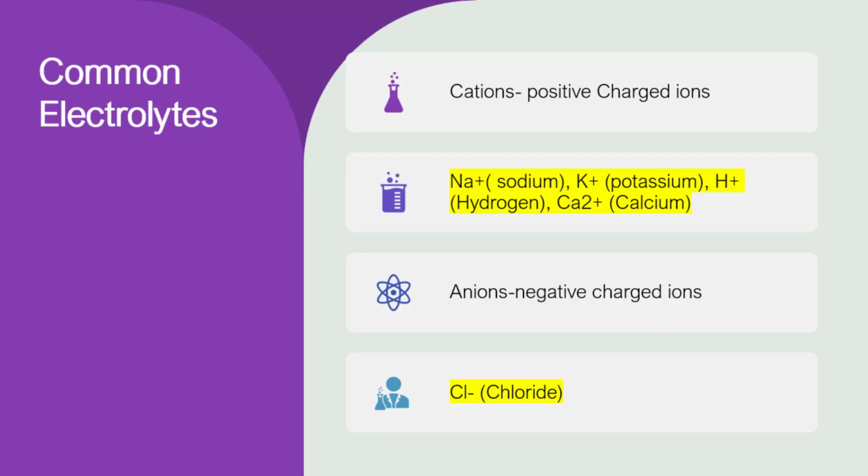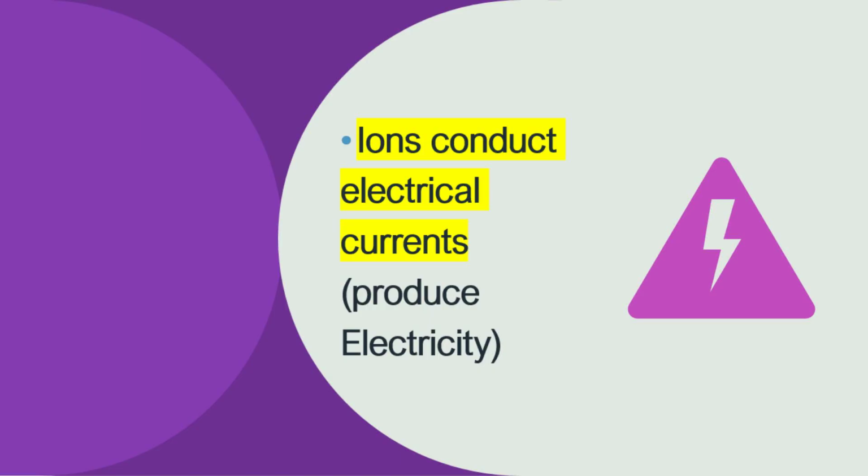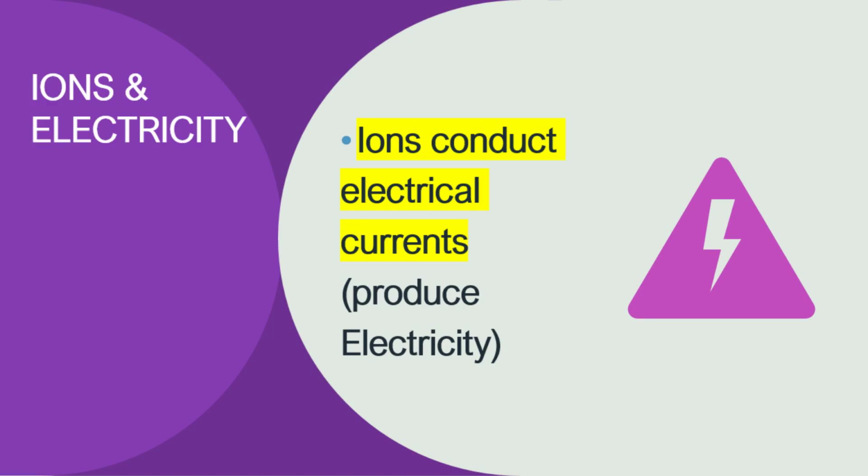Cations that we use a lot in the body are positively charged ions such as sodium, potassium, hydrogen and calcium. An anion that we use a lot in the body is chloride. When atoms are electrically charged, or ions, they are able to conduct electrical currents in the body. They produce electricity.